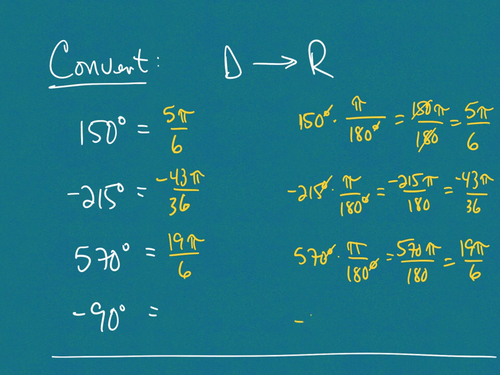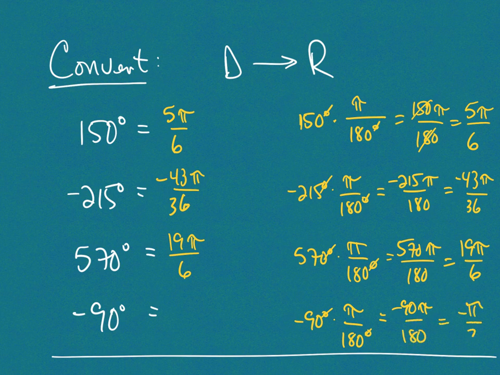And then the last one, negative 90 degrees. To change that to radians, we multiply by pi over 180 degrees, so the little circle notations cancel, and I'd be left with then negative 90 pi over 180. That's a little easier on my brain. So that would be equivalent to negative pi over 2. Okay? And we can do the same thing in the other direction.